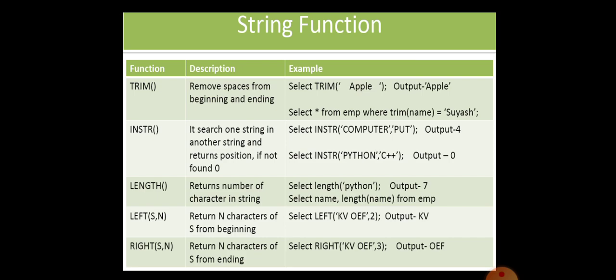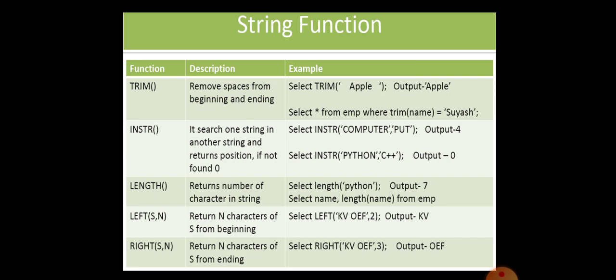The next one is Left. The Left and Right functions are most commonly used for checking a pattern in a column, whether it has a particular last number or first number, like that. It returns n characters of a string from the beginning. From the left-hand side, it will check the starting characters.